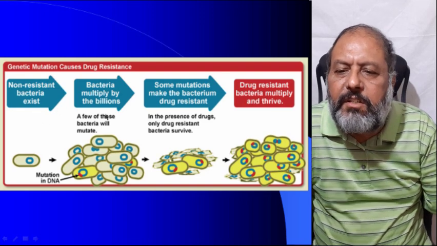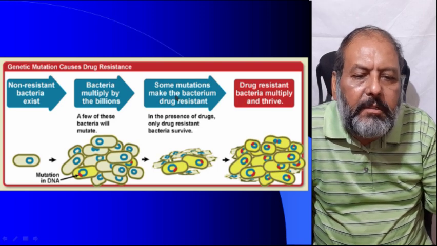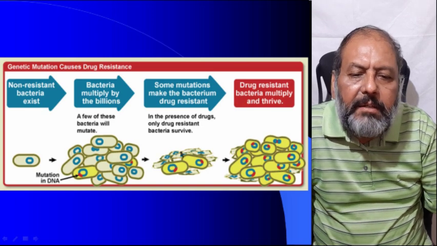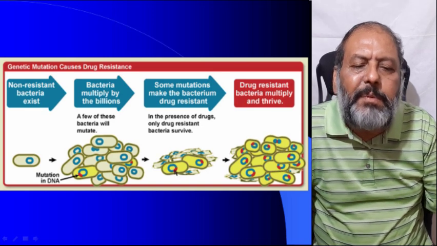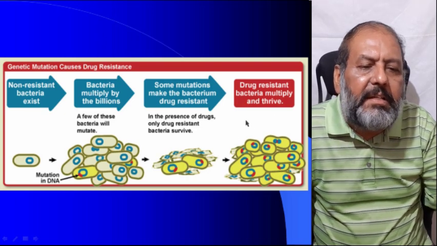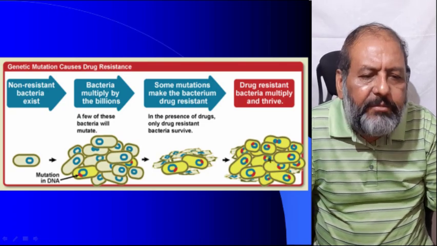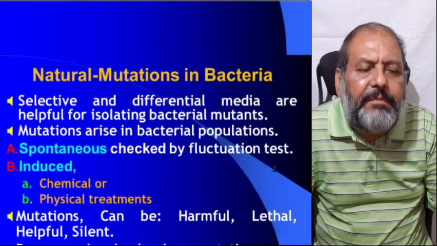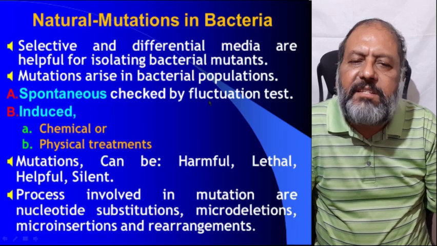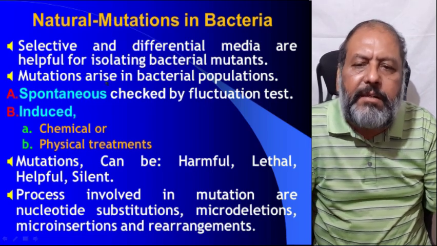Here again non-resistant bacteria exist and the bacteria multiply by the billions, and here some mutation makes the bacterium drug resistant and the remaining are killed by the antibiotic, and these two which have survived have the drug resistance and the bacteria multiply, and here one can see they can survive and thrive even with the antibiotic. Natural mutation in bacteria, that is selective and differential media, are helpful for isolating bacterial mutants from the cultures.